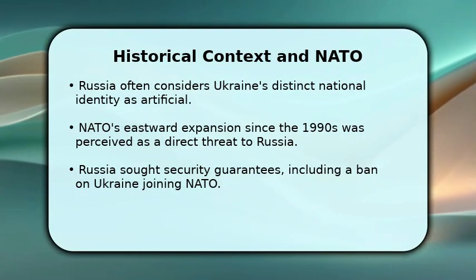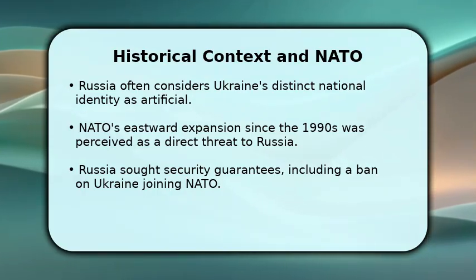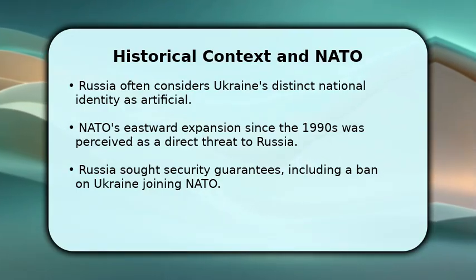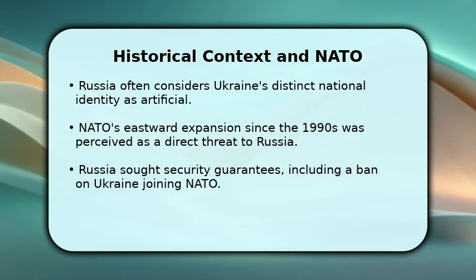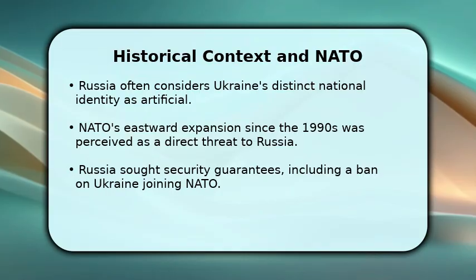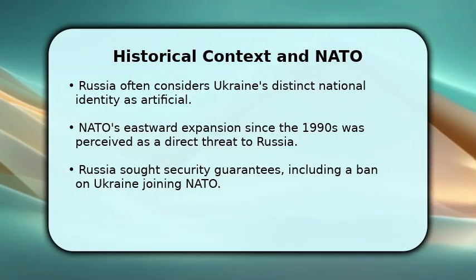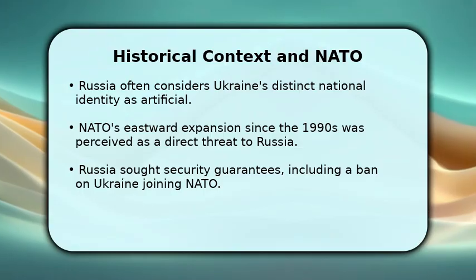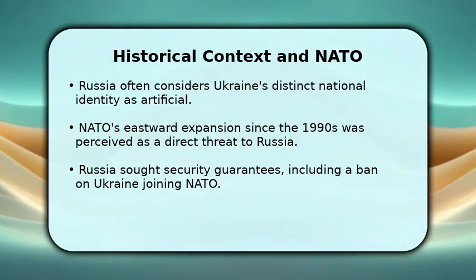Historically, Russia has often downplayed Ukraine's separate national identity, viewing the two as one people. The expansion of NATO into Eastern Europe following the Cold War was consistently seen by Russia as an encroachment on its borders and a violation of past understandings. This led Russia to demand specific security guarantees, including a formal commitment that Ukraine would never be allowed to join the NATO military alliance, which was a major point of contention.